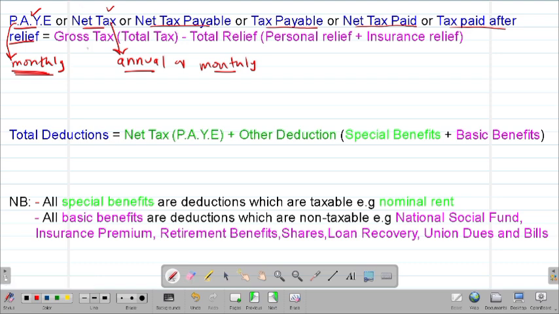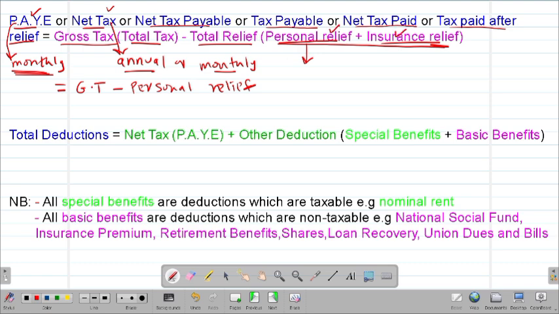Now, the payee or the net tax is given by, you take the gross tax, which is also called the total tax, then you less the total relief. So total relief could include the summation of personal relief plus insurance relief. If the question only has a personal relief, then that means the payee will be given by the gross tax, then you less the personal relief. But if the question has two or more reliefs, then you have to add the total reliefs. You take the personal relief plus the insurance relief for you to get what we call the payee or the net tax or the net tax payable or tax payable or net tax paid or simply the tax paid after relief. So whenever you take the total tax, then you less the total relief, you get what we call the payee or the net tax or the tax payable.